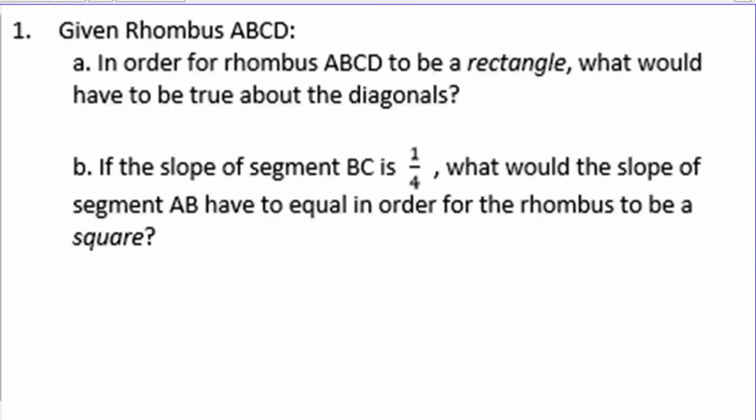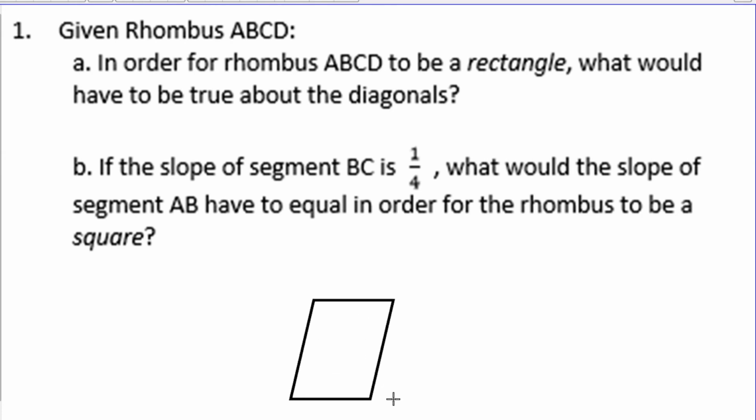Okay, problem number one. It says given rhombus ABCD, and part A is asking us if the rhombus is going to be a rectangle, what would have to be true about the diagonal? So if you go back to chapter 6, there are properties of rhombus, properties of rectangles, properties of squares, right, and all the other shapes that we talked about that were quadrilaterals and parallelograms.